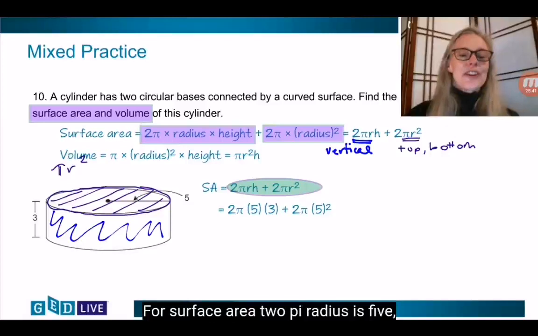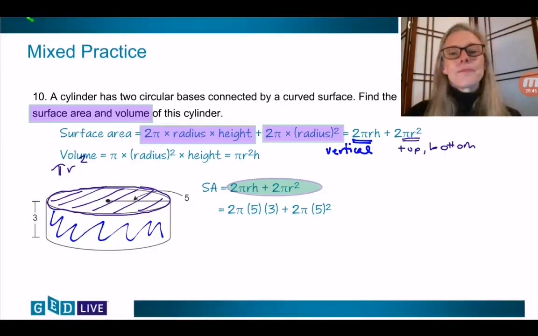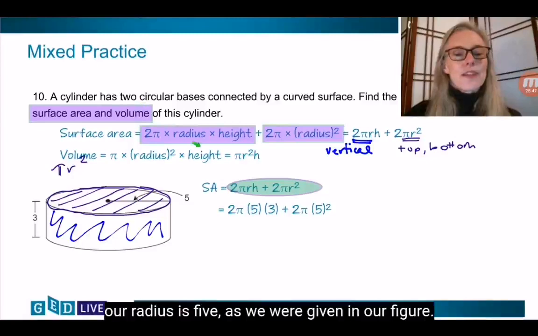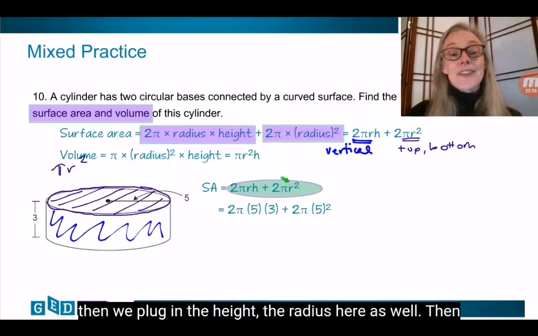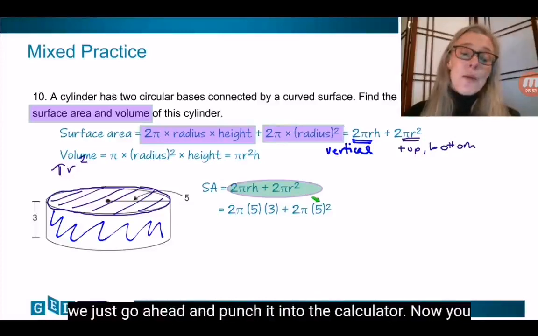All right, for surface area, 2 pi. Radius is 5. Our radius is 5 as we were given on our figure. Our height is 3 as we were given on our figure. And then we plug in the height, the radius here as well. And then we just go ahead and punch that into the calculator.